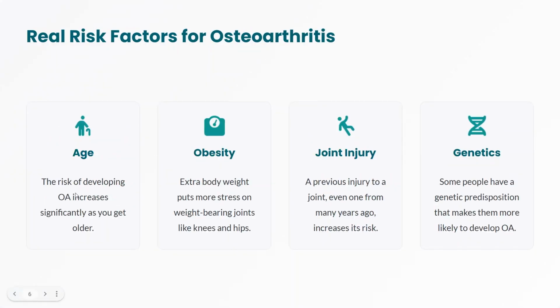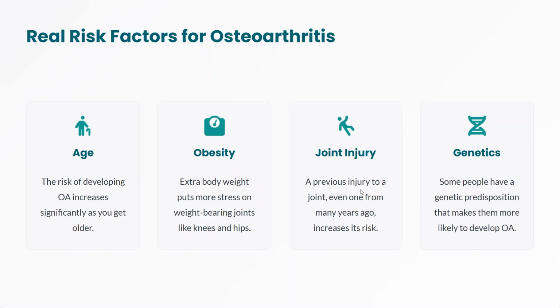Osteoarthritis and age: the risk of developing osteoarthritis increases significantly as you get older. Obesity is an added burden because it puts a lot of stress on the weight bearing joints, especially the knees and hips. There is already wear and tear of the cartilage, and when you carry extra weight, it is an additional burden on your joints, which makes mobility very difficult. That's the reason it is very important to maintain your ideal weight.